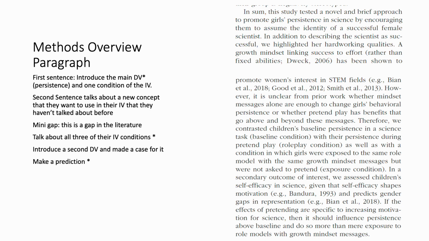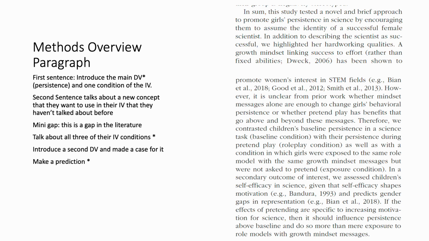Well, actually, let me just read the whole thing. "In sum, this study tested a novel and brief approach to promote girls' persistence in science by encouraging them to assume the identity of a successful female scientist." So in sum, what is your research trying to accomplish? That's your first sentence. Your second sentence, you don't need "therefore," you just write "we," because "therefore" is linked to a whole bunch of other stuff. "We contrasted baseline persistence in a science task with their persistence during pretend play, as well as with a condition in which girls were exposed to the same role model with the same growth mindset messages, but were not asked to pretend their exposure condition."